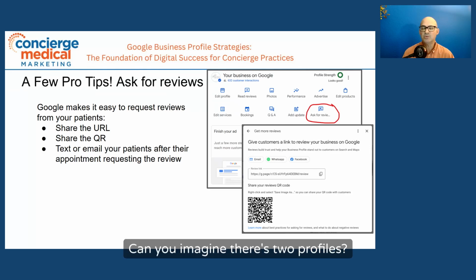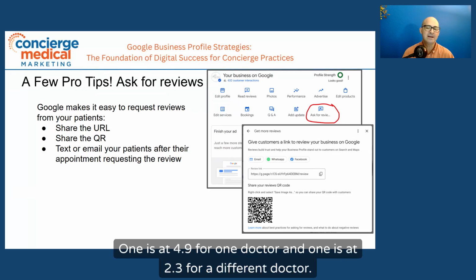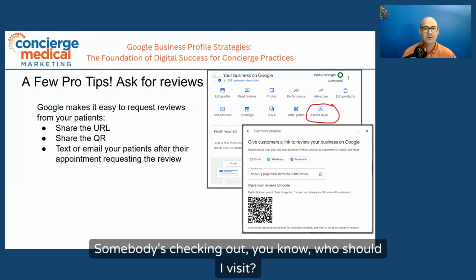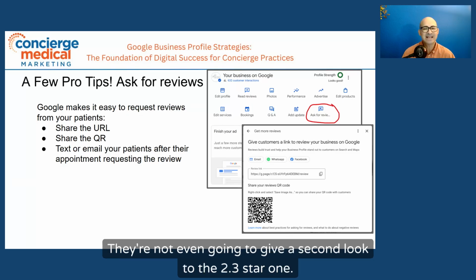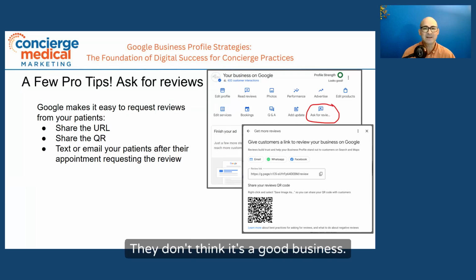Can you imagine there's 2 profiles? One is at 4.9 for one doctor and one is at 2.3 for a different doctor. Somebody's checking out, who should I visit? Well, of course, they're going to only contact the one at 4.9 stars, right? They're not even going to give a second look to the 2.3 star one. Why? They're not going to trust them. They don't think it's a good business.